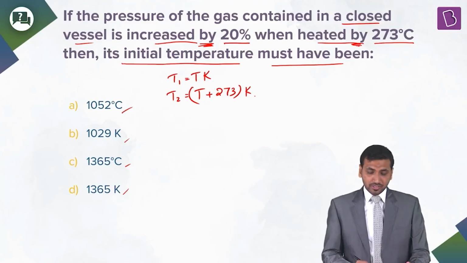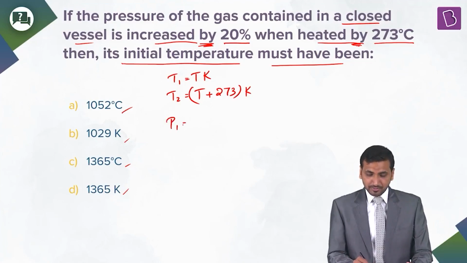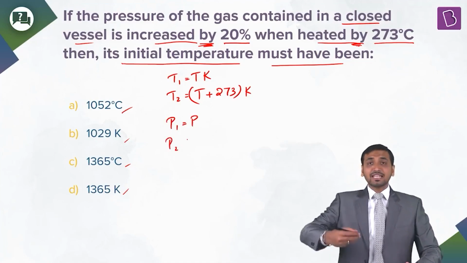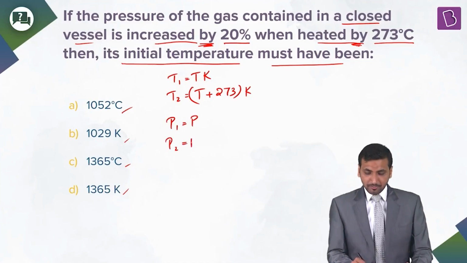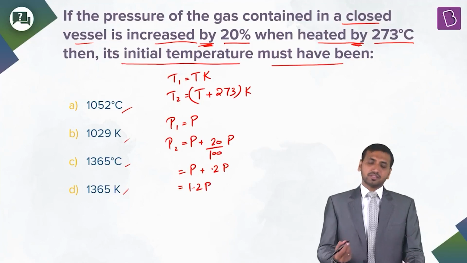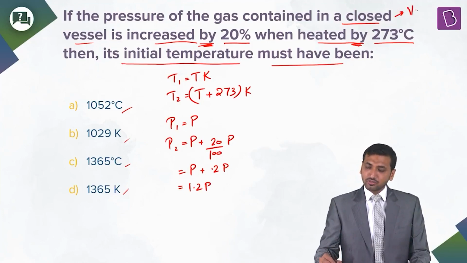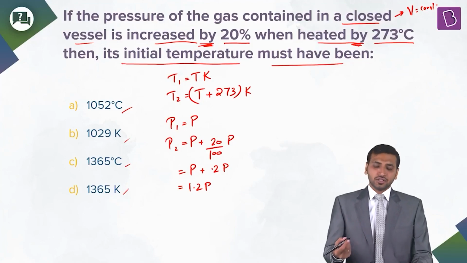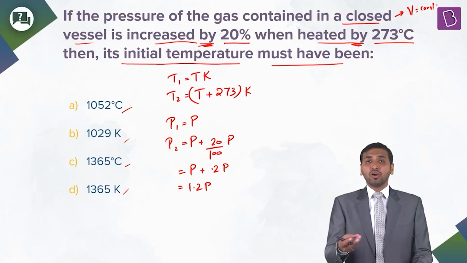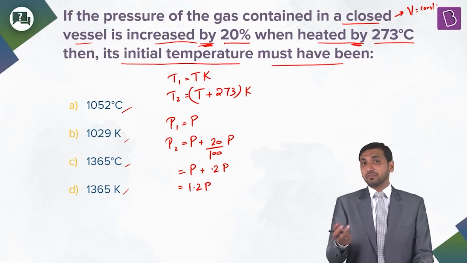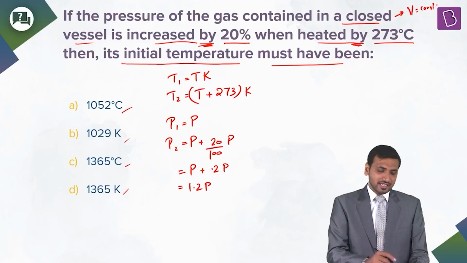And they're also talking about pressure. So if I say P1 is P, then P2, pressure is increased by 20%. So I'll say P plus 20 by 100 of P. That will be P plus 0.2 P, which is 1.2 P, right? This is the final pressure. And because they are saying closed vessel, so can I say volume constant, right? So if volume is constant, so which law you are going to use? Boyle's, Charles, Gay-Lussac's, Avogadro. Tell me. When volume is constant, it is Gay-Lussac's law.